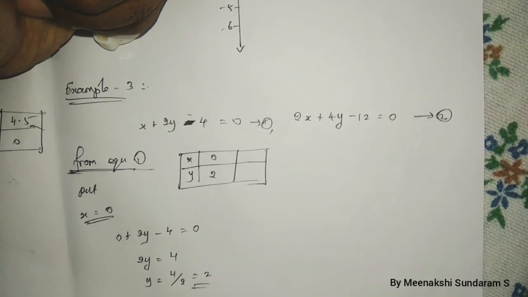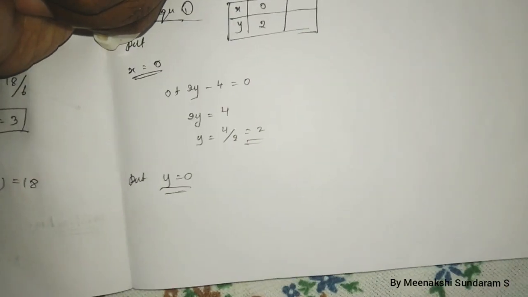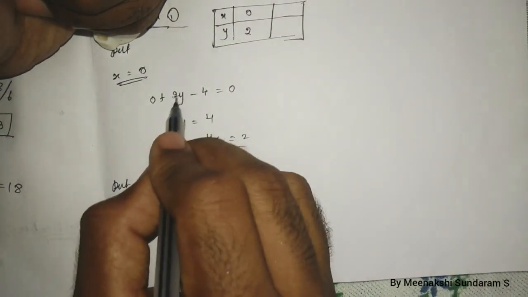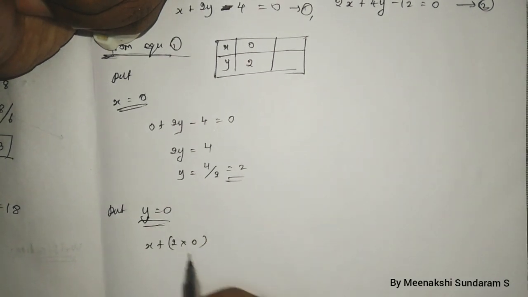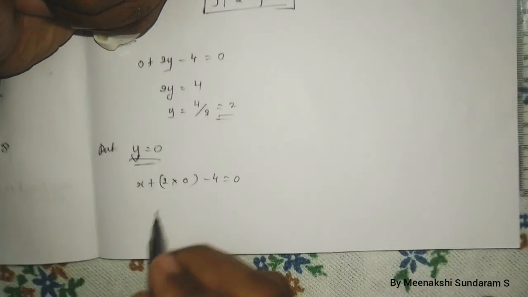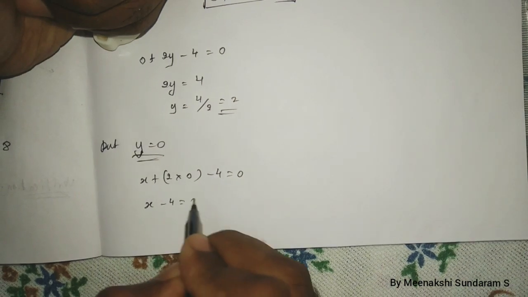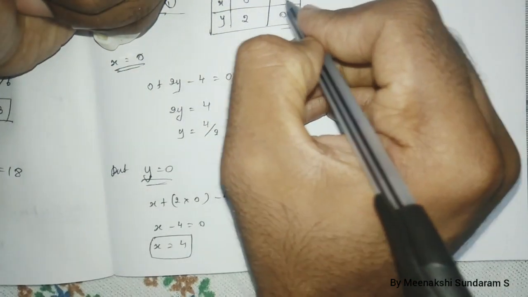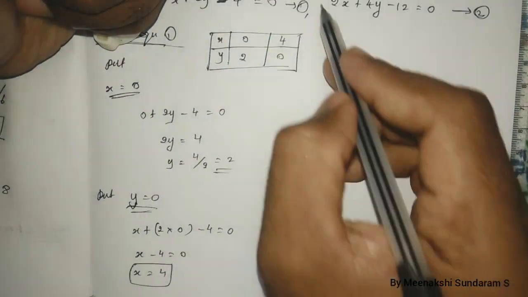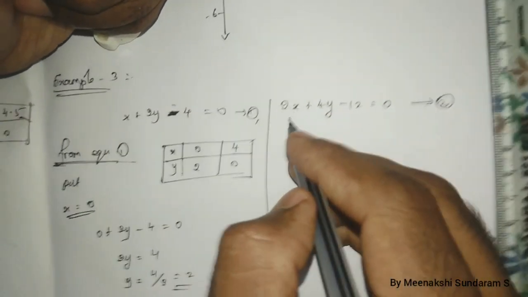Next, put y equal to 0. Clear? In this equation with y equal to 0, x plus 2 into 0 minus 4 equal to 0. So x minus 4 equal to 0, so x is equal to plus 4. So y is 0, x is 4. Clear? Any doubt?